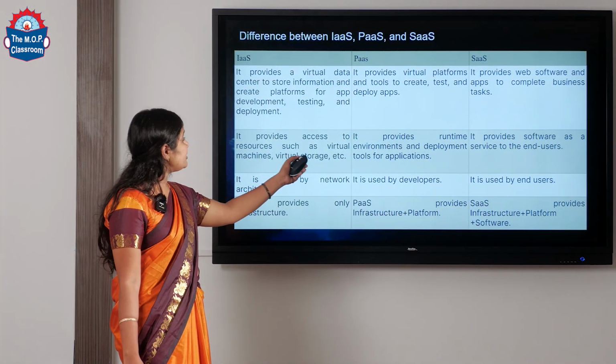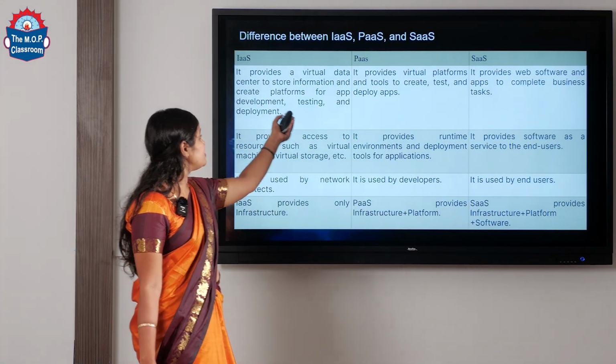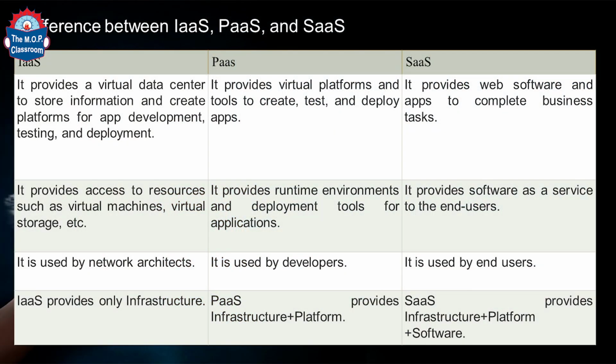So these are all the differences between infrastructure as a service and the others. Some key points have been discussed here. According to IaaS, it provides a virtual data center to store information and create platforms for application development, testing and deployment. And coming to platform as a service, it provides virtual platforms to create, test and deploy applications. And coming to software as a service, it will provide the complete web software as per the customer needs.